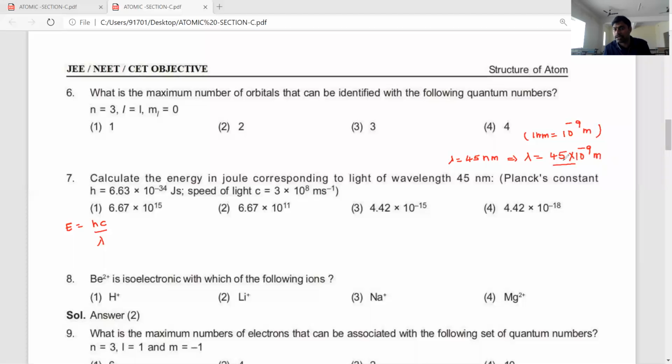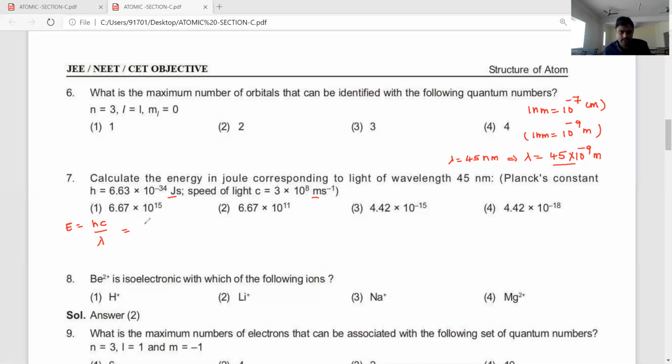Because nanometers we have to convert into meters. 1 nanometer is equal to 10 to the power of minus 9 meters. In the same way, 1 nanometer is equal to 10 to the power of minus 7 centimeters. It is very clear, basic. Now the H value and C value are given. Why do we have to take meters? Because C is in meters per second and H is in joules. If for example the H value were in ergs, then we would have to take centimeters.